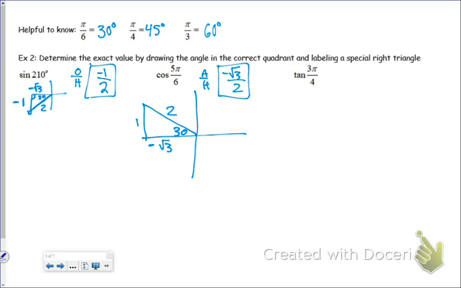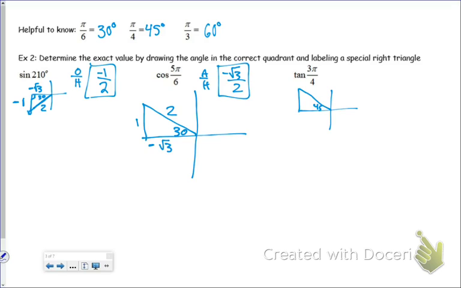All right, the last one we're going to look at is a tangent value. So again, we need to determine which quadrant this is in. 3 pi over 4 is less than 1, but it's closer to 1 than it is to 0, so it's going to go in quadrant 2. The reference angle for every pi over 4 is 45 degrees. So that's going to go in quadrant 2.